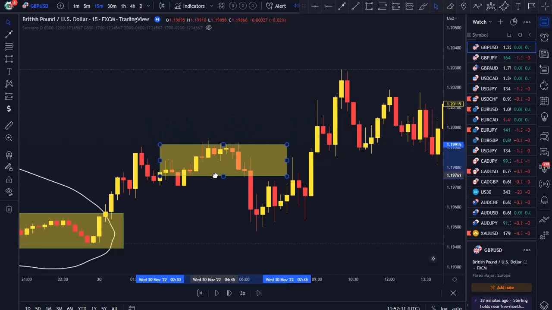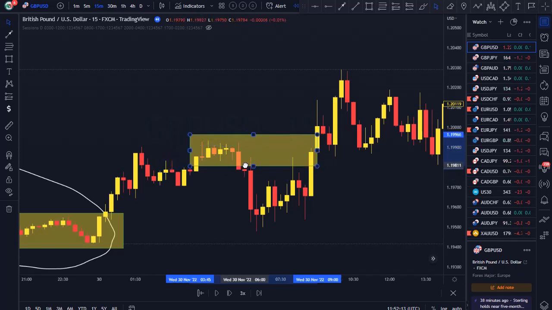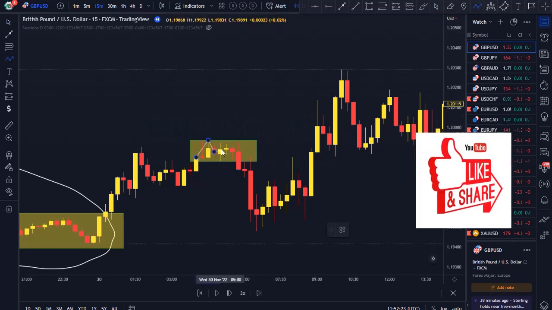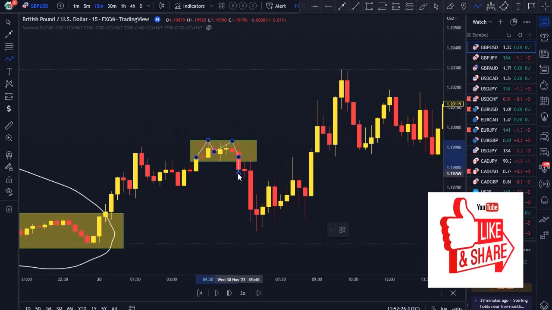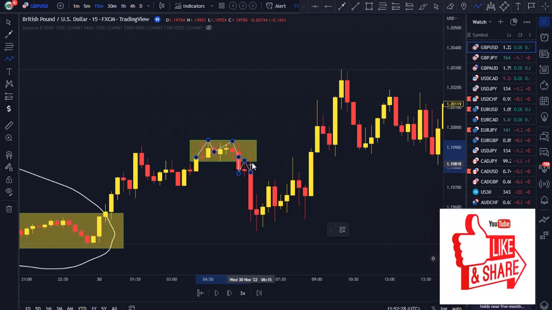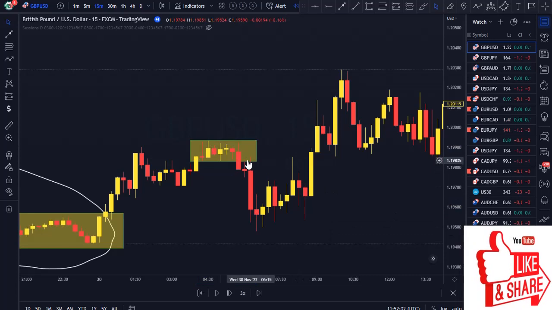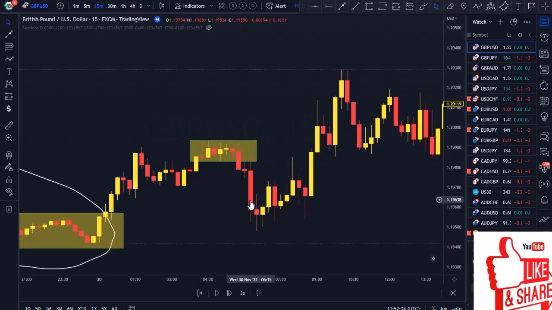When you see a range like this, you want to bring out your horizontal line, or rather your rectangle, and then check where it is going to break out from. We can see clearly, after all the range that happened here, what happened? It broke out here, retested, went a bit, retested, and pushed down. And the bears kept on pushing with full force here.